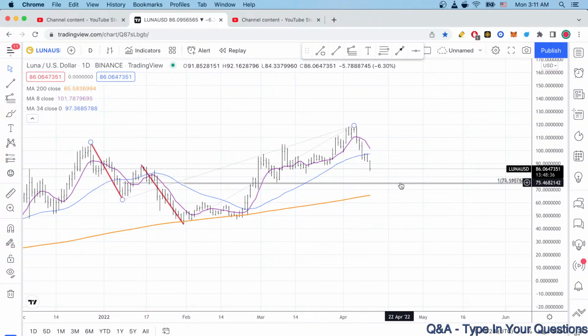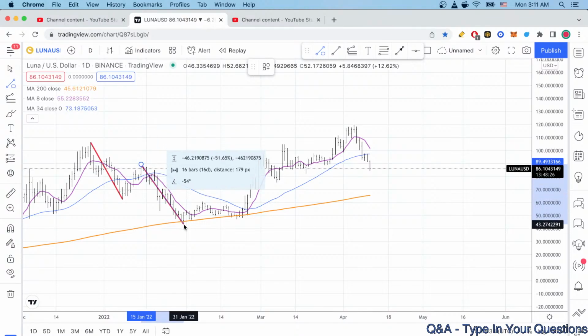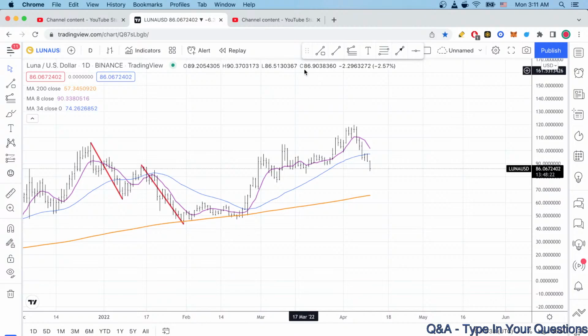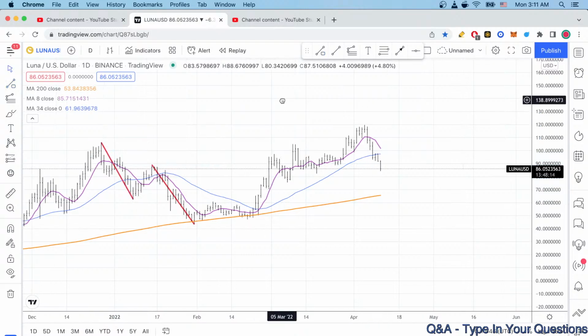Now looking at some pullbacks, I'm going to remove some of these symmetry support. Looking at these pullbacks right here, this pullback, if I were to use this tool, clicking from that pivot high to pivot low, this pullback $46 and some change. Over here, I have another pullback. This one also pulled back. This one 44. So we got a pullback $44, $46, very similar in dollar amount.